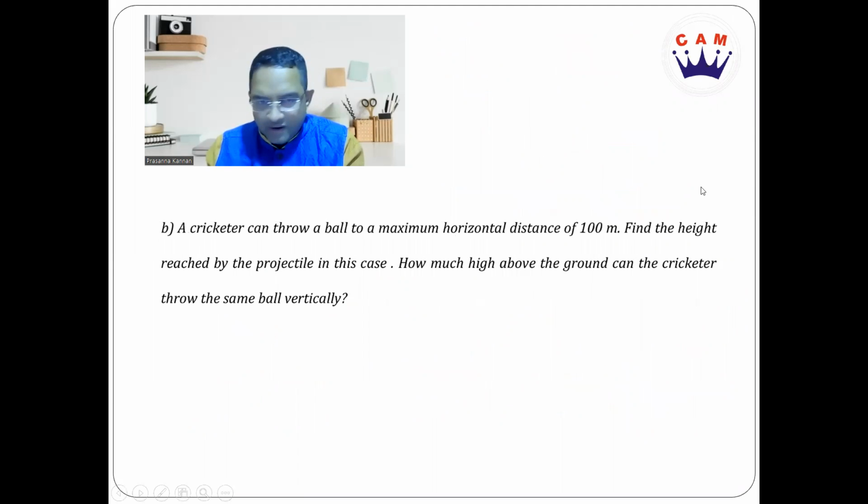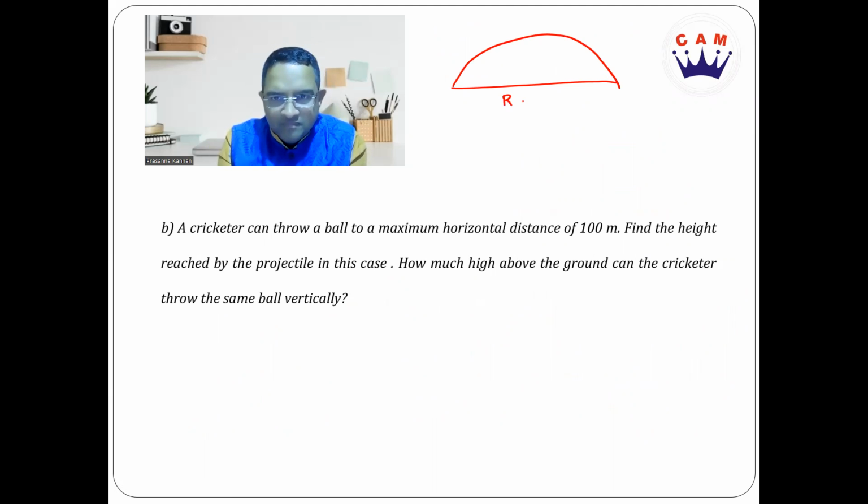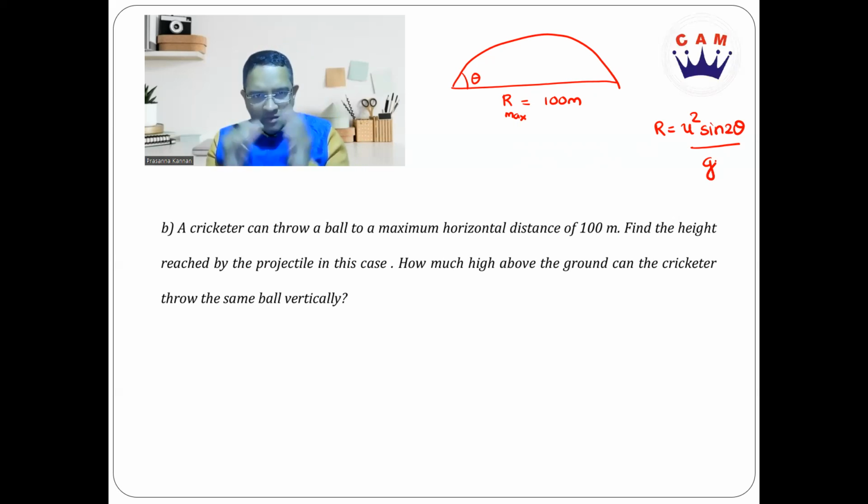Okay, next one. A cricketer can throw a ball to a maximum horizontal distance of 100 meters. So when I say maximum horizontal distance, what is that? In a projectile, what is that? R, correct? R is given to be 100 meters. It's not simply R, but R max. What is the formula for R? U square sine 2 theta by g. Exactly.